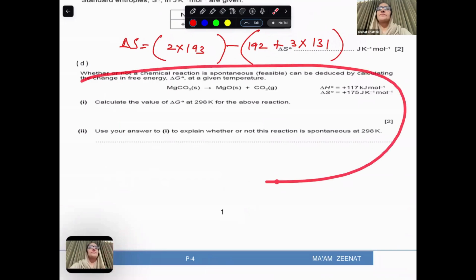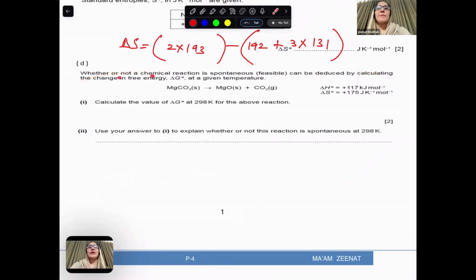See this question. Whether or not a chemical reaction is spontaneous or feasible can be deduced by calculating the delta G at a given temperature. Now, calculate delta G at 298 for this reaction, whose delta H and delta S are known. Now, look, delta G is equal to delta H, how much? 117. Delta H minus T, 298 Kelvin into 175 over 1000.